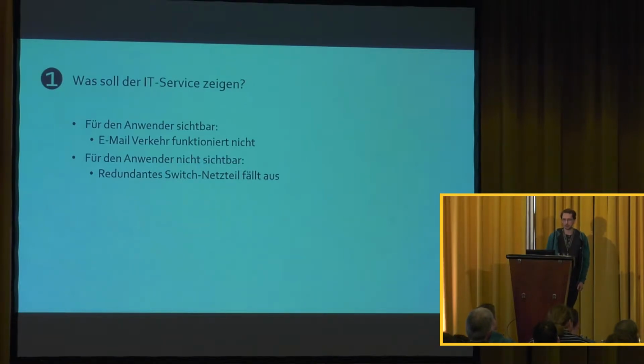What you have to do here is differentiate. For example, if something doesn't work but the end user doesn't even notice, like a redundant switch part failing, IT knows there is a problem and we have to act, but the end user using the software doesn't realize there is a problem. So for these IT services, we really have to consider what is part of availability and needs to be visible for the end user, and what doesn't matter to the end user.